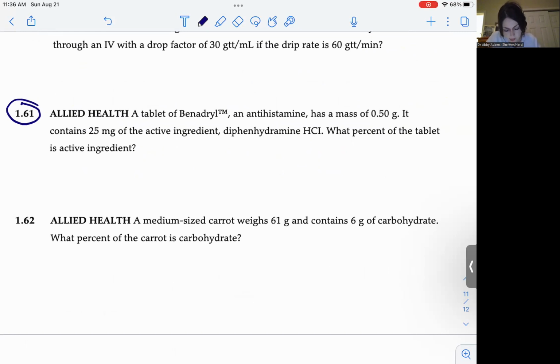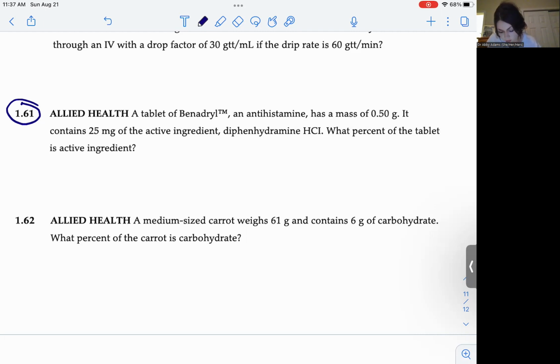Allied Health, a tablet of Benadryl, an antihistamine, so this is to help with allergies oftentimes, has a mass of 0.50 grams. But it would be smaller than that if it was just diphenhydramine HCl, right? So you know that there are other ingredients in Benadryl. So it contains 25 milligrams of the active ingredient, diphenhydramine HCl. What percent of the tablet is the active ingredient?